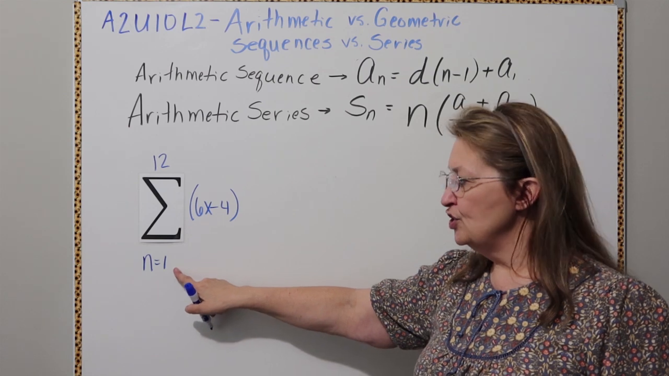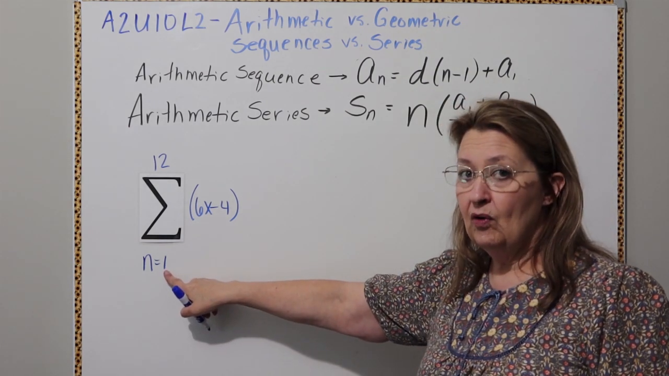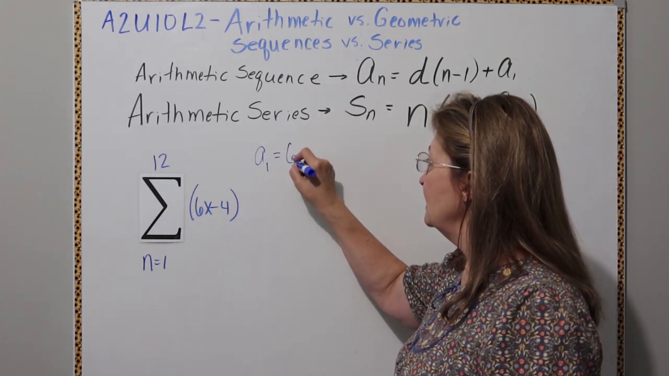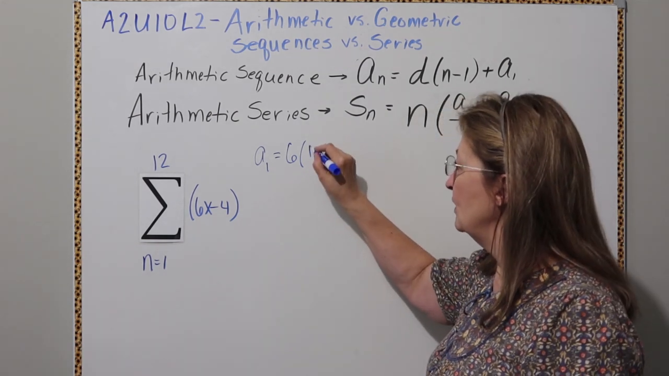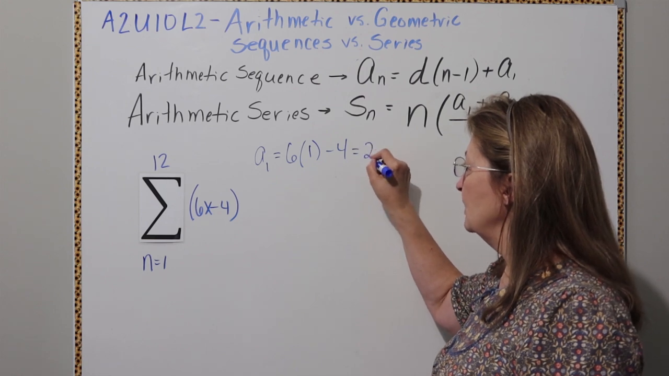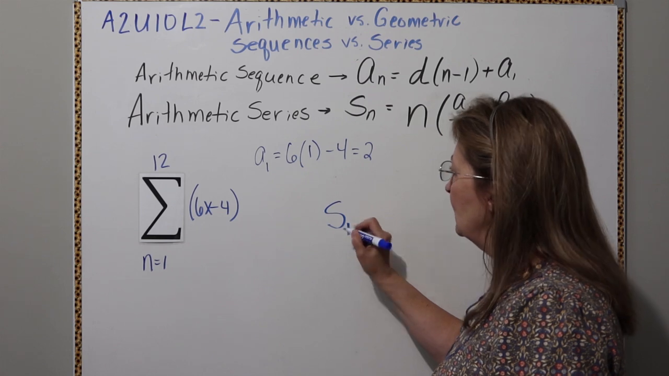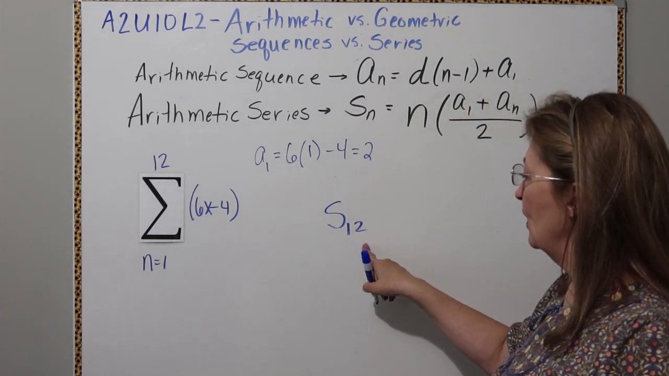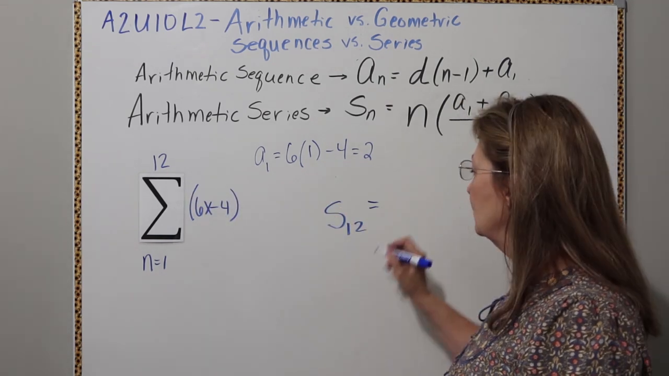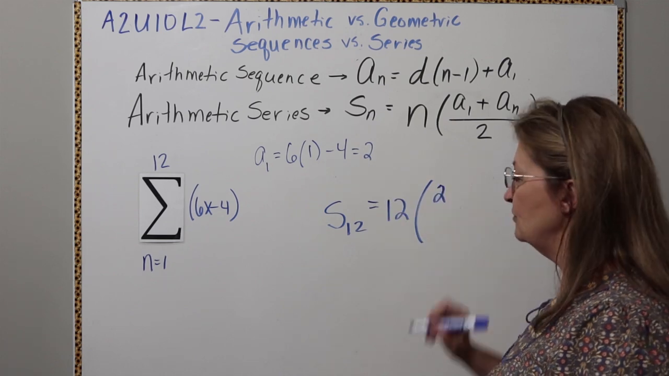How can I find the first term in this series? Well, I can plug in the first number, 1, into this expression. So A1 is going to be 6 times whatever my starting number is, minus 4. 6 times 1 is 6, and 6 minus 4 is 2. So my A1 is 2. Let's just go ahead and get the formula started down here. I am going to S12 equals, my N is the total number that I'm going to sum. So that's 12 times my A1, which is 2.